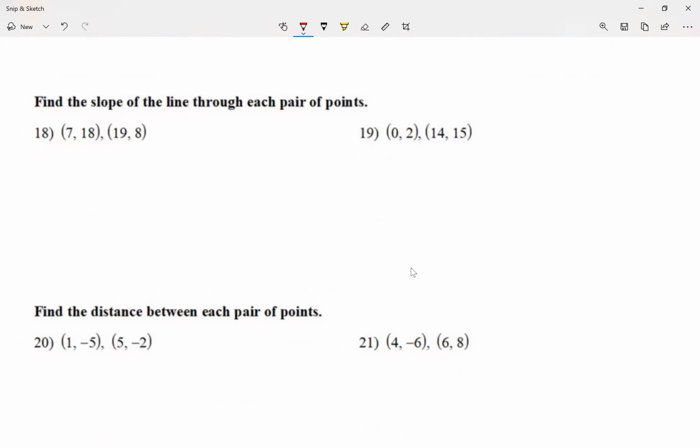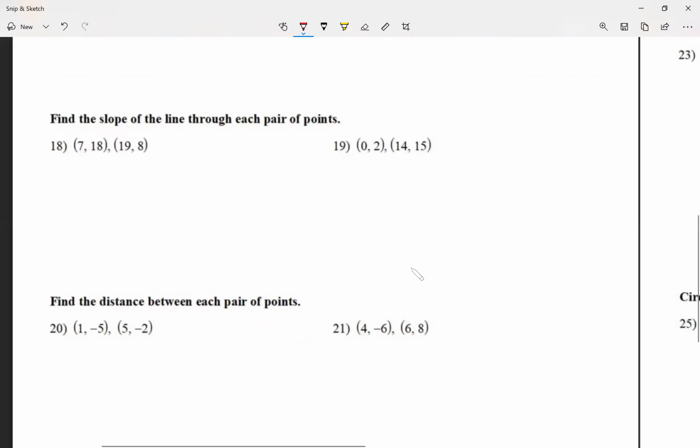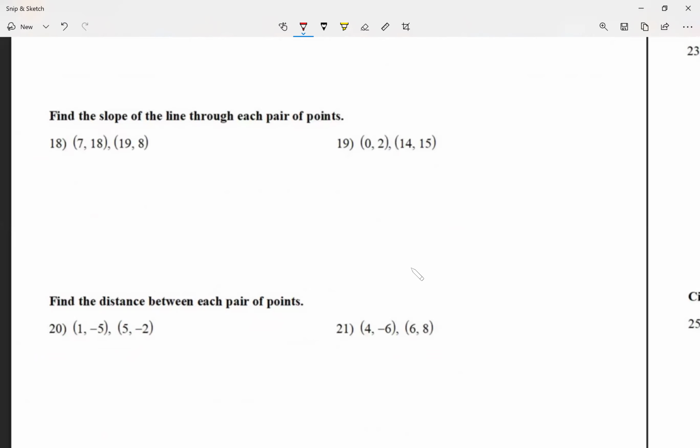Now here, we're going to review a little. This is going to be a homework. We're going to review formulas that you guys have seen before. But these formulas we're going to be using a lot in the future. So I really need to have you guys remember these. We're going to practice on these again. Again, we're going to be using these a lot, especially the distance formula, questions 20 and 21.